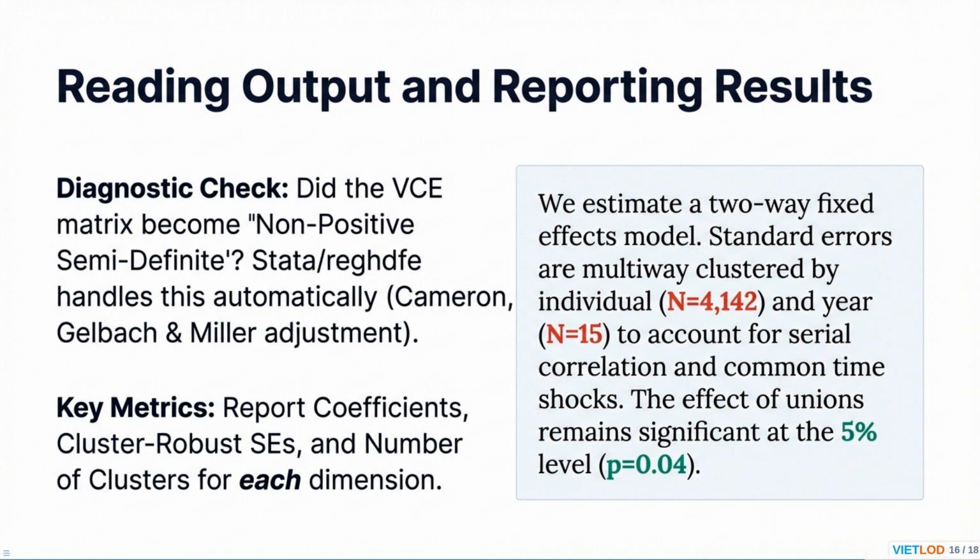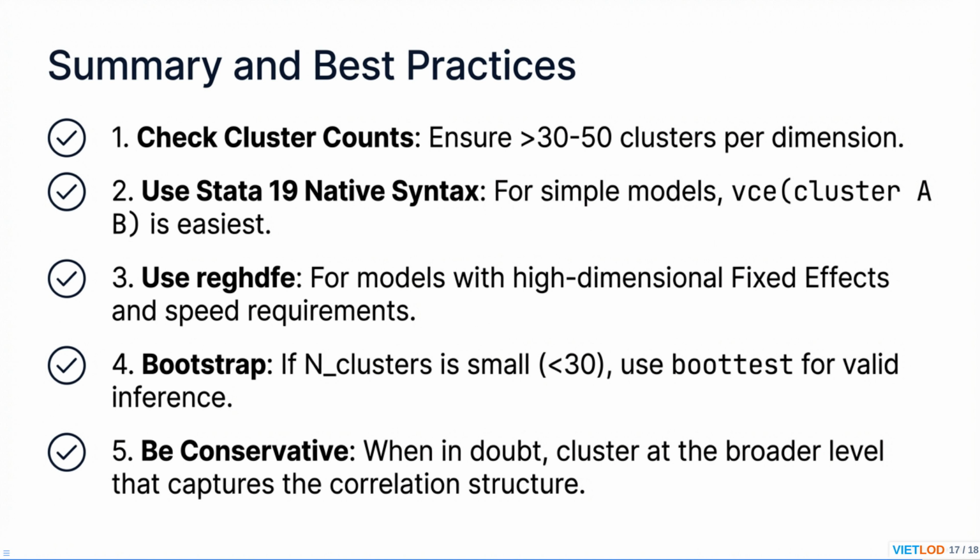Beyond diagnostics, transparent reporting is key. You must clearly state the estimated coefficients, the cluster robust standard errors, and, crucially, the number of clusters for each dimension used in your analysis. As the example on the right demonstrates, this involves specifying the model type, detailing the clustering dimensions such as individual, n equals 4,142, and year, n equals 15, and explaining that this accounts for serial correlation and common time shocks. Finally, present your findings clearly, like stating that the effective unions remain significant at the 5% level with a p-value of 0.04. This comprehensive approach ensures the credibility and reproducibility of your research.